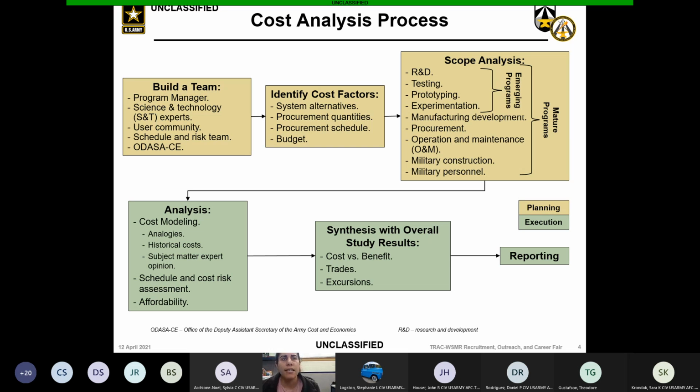So for the scope and analysis, that's where we're able to pull out that different type of information. If it's a program that already exists, if it's a technology that already exists, we look at the R&D, the testing, prototyping, and all of that. But also if it's not something that exists, that's where building a team is so important, because we can talk to the engineers or program managers and ask them, hey, what do you think it's going to be to prototype this? What issues do you see down the line that could be a big impact to cost?